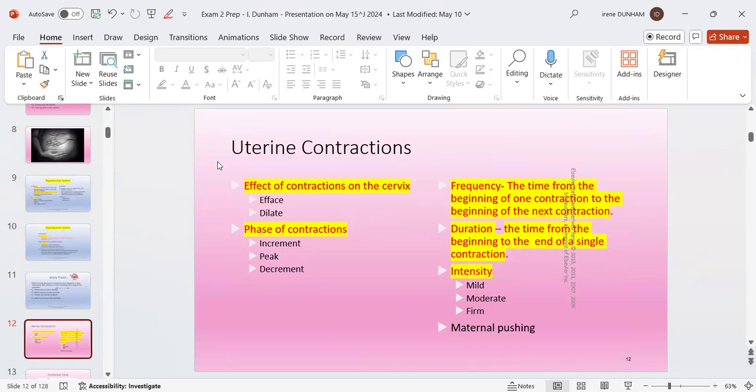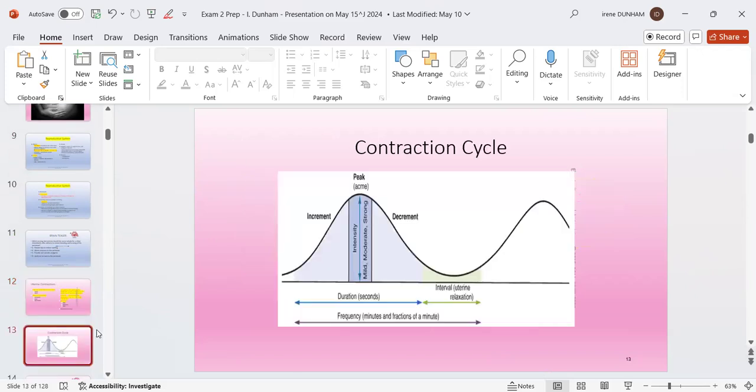So again, let's go over contractions. You need contractions to efface and to dilate the cervix. And then you have phases of your contractions: the increment, peak, and decrement. So here's your increment. Going up, she's going to be doing slow chest breathing. She goes up to the peak of the contraction, or the acme, the top portion.